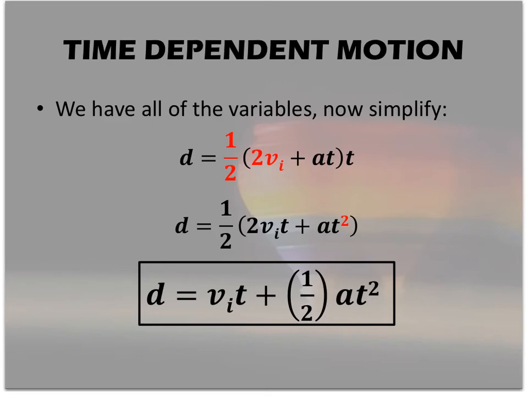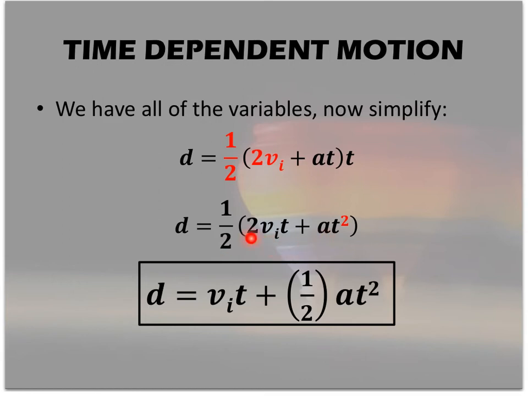That's my first step. Second step is I'm going to multiply time into the parentheses. So both of these, the 2 VI and the AT, will be multiplied by this time variable on the outside. So I get 2 VIT plus AT squared. So it produces this square here. Next thing I'm going to do is distribute this 1/2 through to both of these.